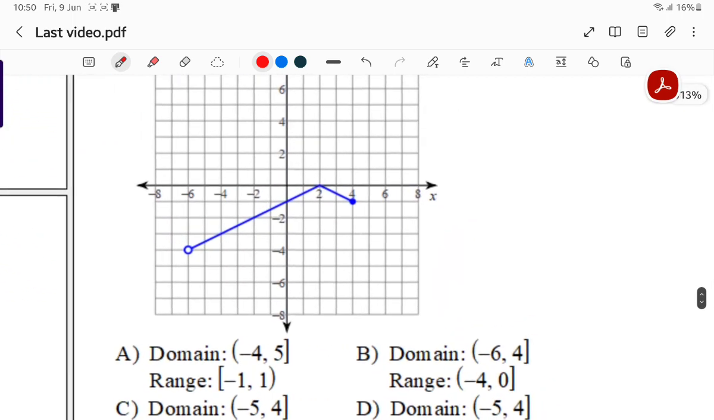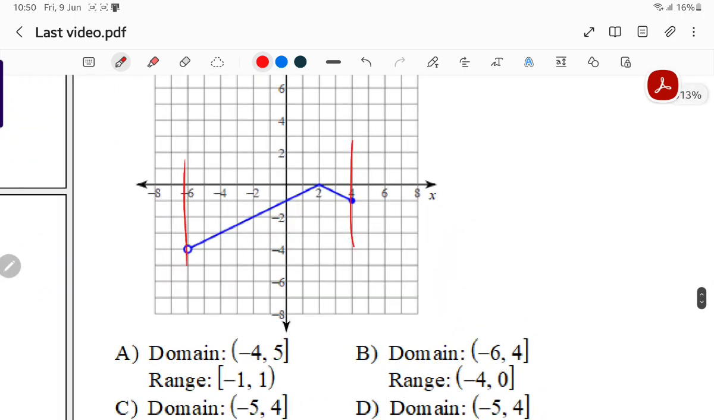Okay, to find the domain, it's negative 6 and 4. Range 0, 0 is the highest point, and negative 4.